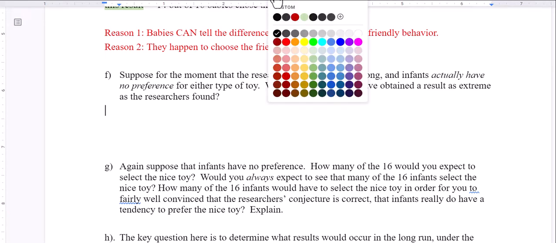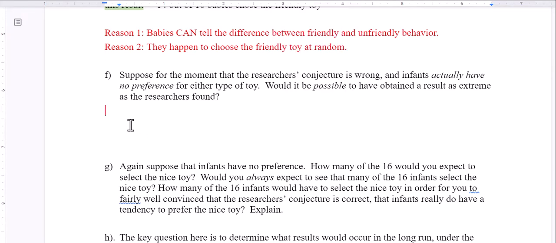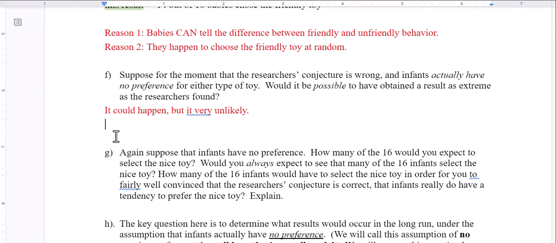And the answer is yes, right? It could happen, but it's not very likely. So we say it could happen, but it is very unlikely. So when we talk about unlikely to happen or likely to happen, now we're bringing in probability.